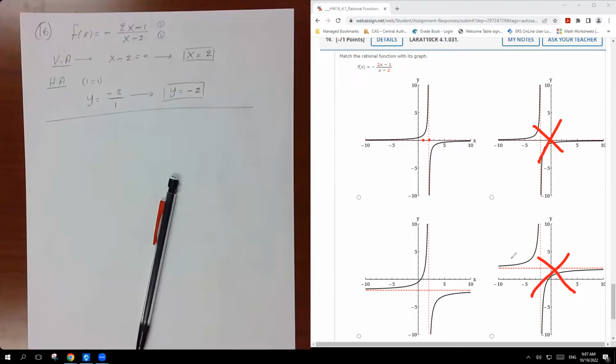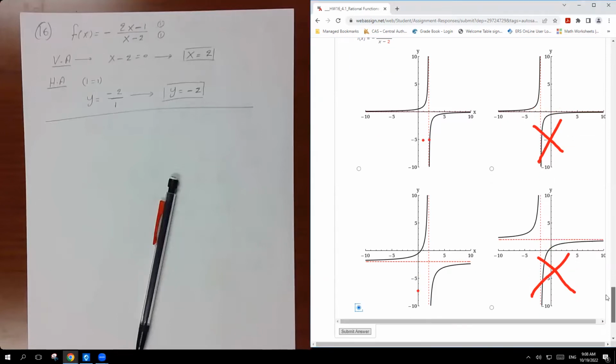Let's look at the horizontal asymptote, y equals negative 2. If I look here, the horizontal asymptote is y equals 0, because you see the dashed line is exactly on the x axis. That means y is 0. If you look here, y equals negative 1, negative 2. So this one is going to be the right graph. So I'm just going to click here and submit. That's it for this example.